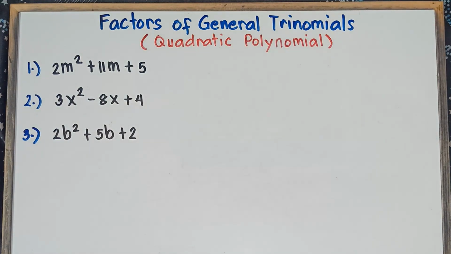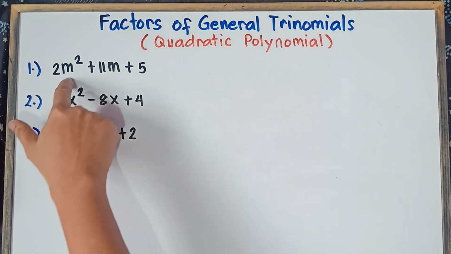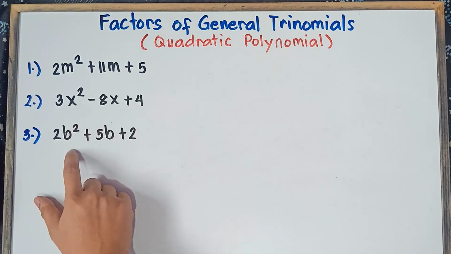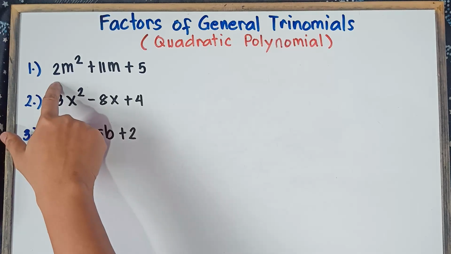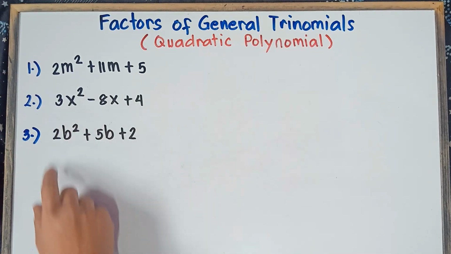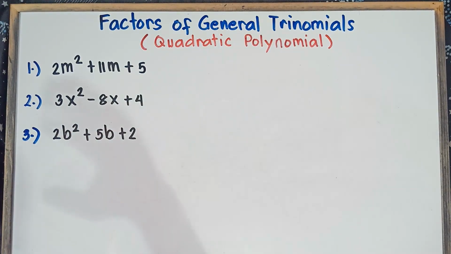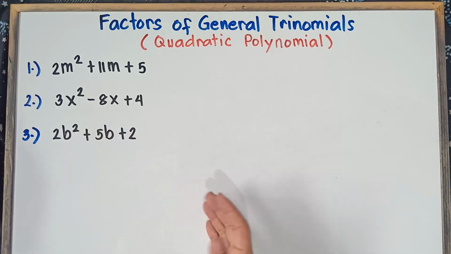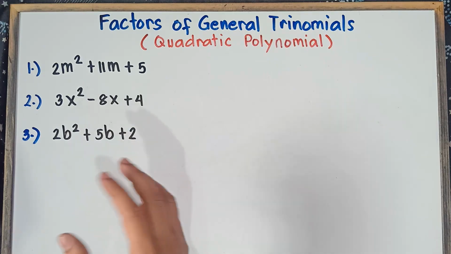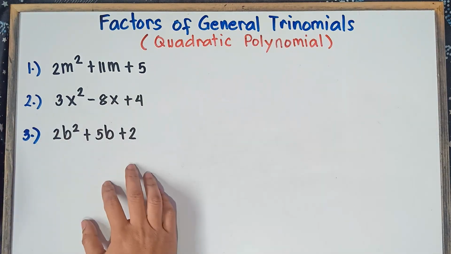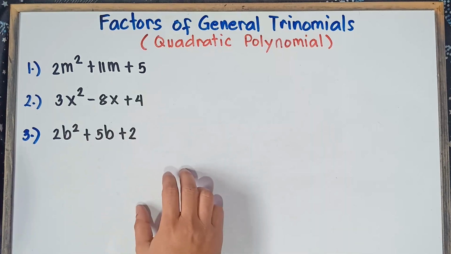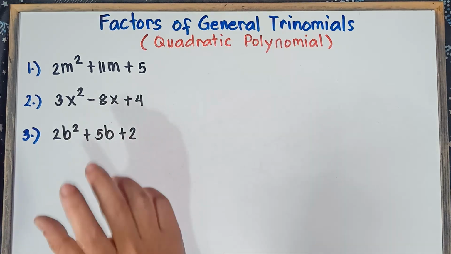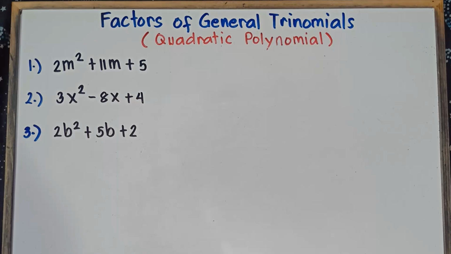Now in today's video class, this will be quite complicated because the number before m squared, before x squared, before b squared is greater than 1. 2 is greater than 1, 3 is greater than 1, and 2 is greater than 1. If the number before x squared is greater than 1, we need to do groupings. This will be quite complicated, for example number 1, number 2, and number 3. But do not be worried because we will explain this step by step. So let's start with example number 1.